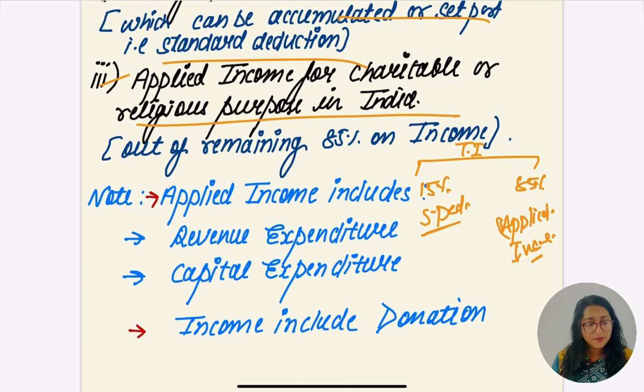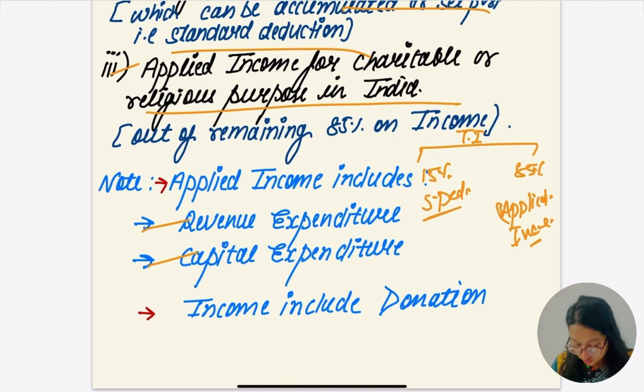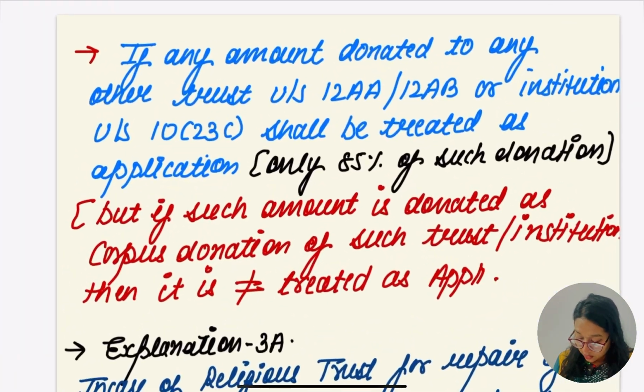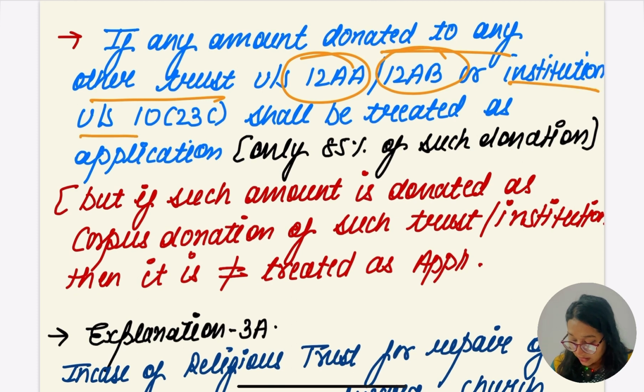Can you tell me, is only revenue expenditure going to be applied income, or would capital expenditure also be included in applied income? Yes, in this case capital expenditure would also be included in applied income. Here is something I have written. Applied income includes revenue expenditure, definitely capital expenditure, and donation. If any amount is donated to any other trust under section 12AA or 12AB, or institution under section 10 subsection 23C, it shall be treated as application only.